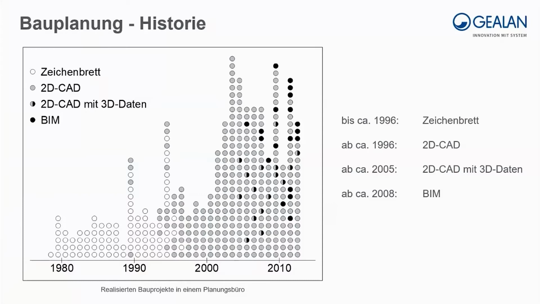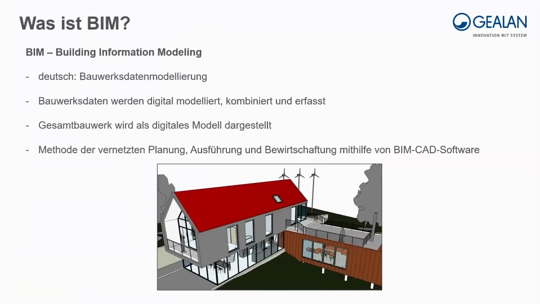And that brings us to the question, what is BIM? It stands for Building Information Modeling. And that means that any kind of building information is digitally modeled, combined, and collected. And by this, it is represented as a digital model. In addition, we have the method of linked planning. Execution operation is done via BIM CAD software. And transferred to our window sector, we talk about a digital twin.